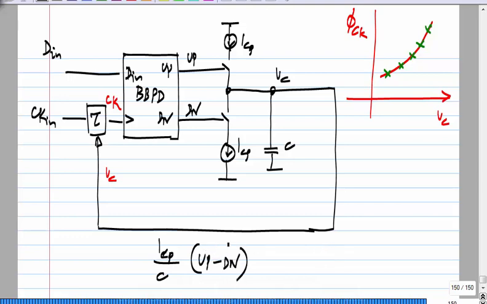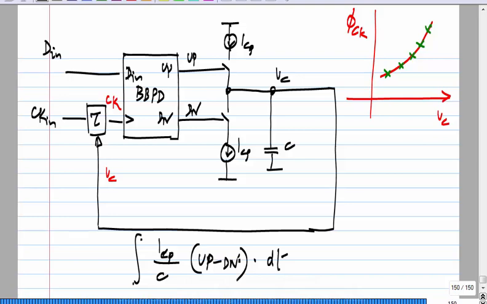It is the integral of this with respect to t, and this up minus down are discrete time signals, right. So, either up is high for one full period, this is a bang bang phase detector. Unlike in the linear phase detector, the integral of this up minus down can take continuous values, because up will be high for some time and down will be high for some other time, and that time can be continuously varying. Whereas, here up is high for one full period or down is high for one full period.